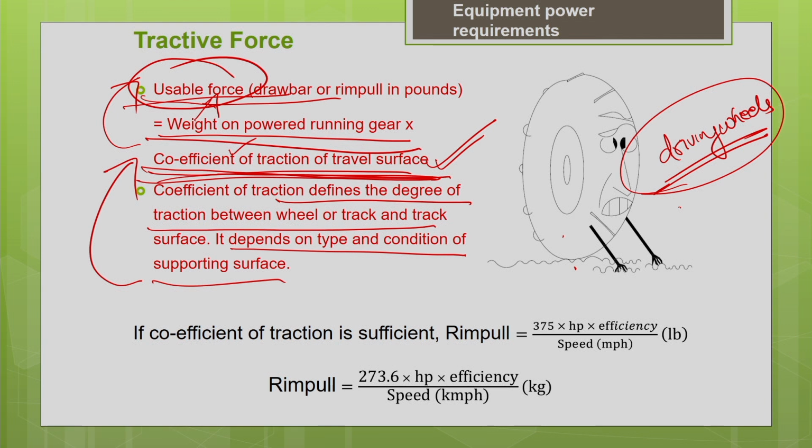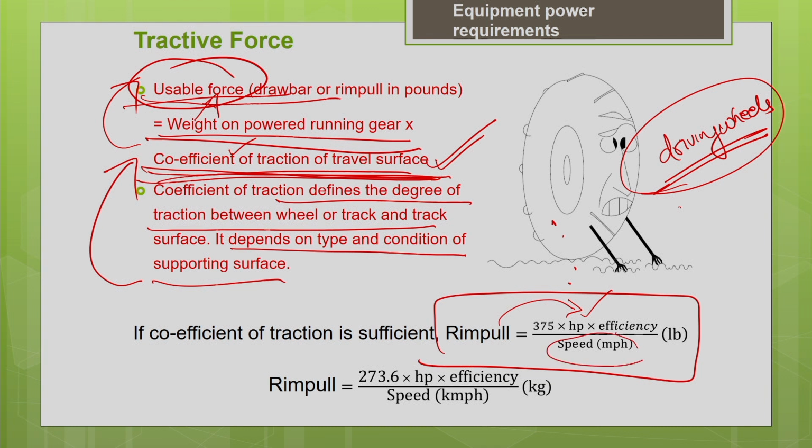If there is proper, sufficient traction between your wheel and the ground, in that case, your rim pull can be taken as a function of the horsepower of the machine. Using this simple relationship, you can directly estimate the rim pull if you know the horsepower given by the equipment manufacturer, and you should know that it is an inverse function of speed.